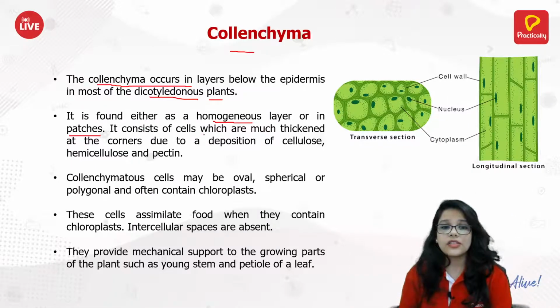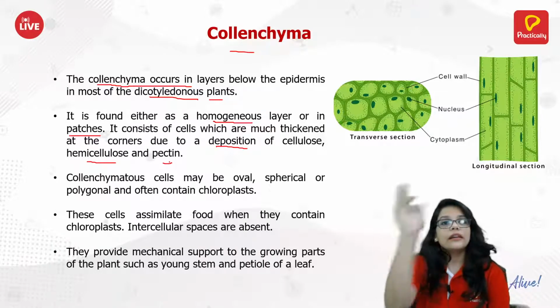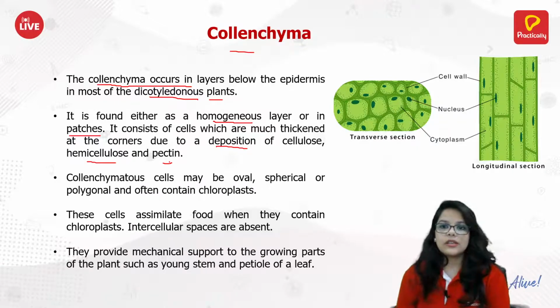It consists of cells that are much thickened at the corners due to deposition of cellulose, hemicellulose and pectin. That one was only cellulose. This has a lot of things. This has cellulose, this has hemicellulose.